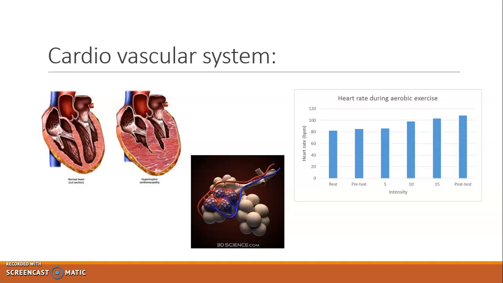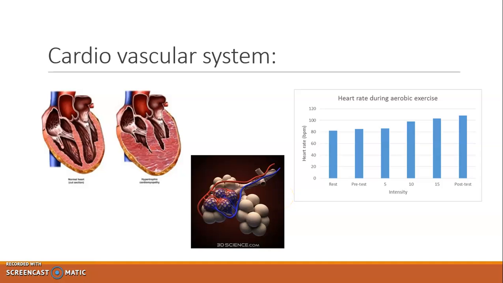As well as these adaptations, capillarization happens around the muscles and lungs. This helps increase the efficiency of gas exchange, meaning more oxygen can diffuse into the muscles and oxygen can diffuse in through the lungs into the bloodstream. This means the athlete is able to work aerobically for longer. This is capillarization here.